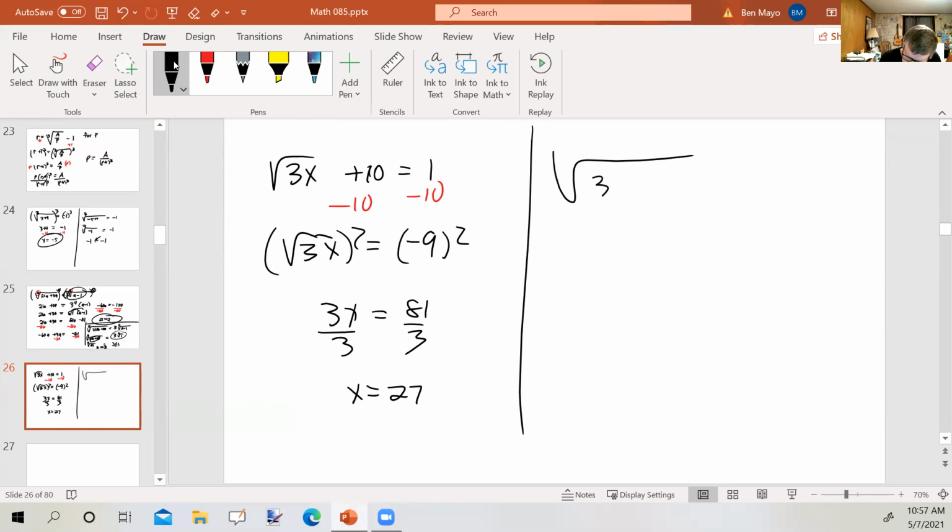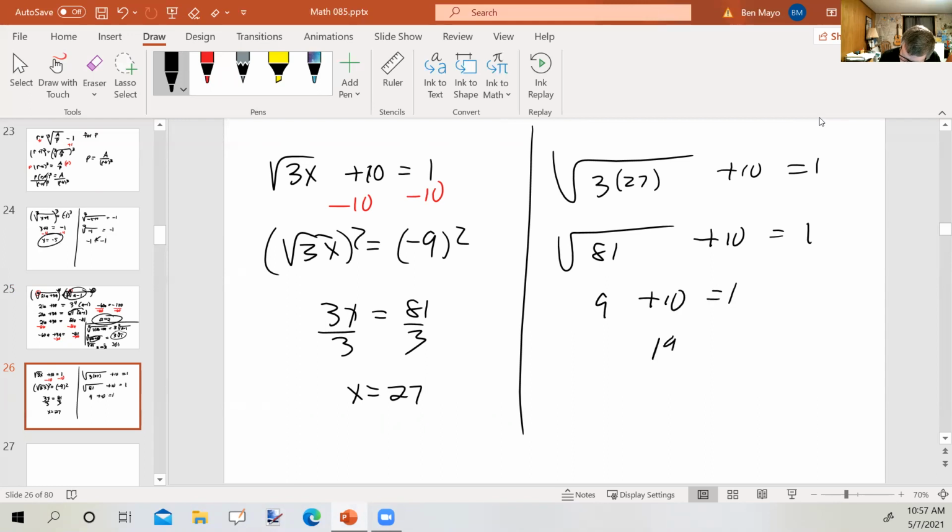Let's check our work. 3 times 27, the square root of that, plus 10 equals 1. The square root of 81 plus 10 equals 1. 9 plus 10 equals 1. 19 equals 1. No, it doesn't. So this would be no solution, and that would be an extraneous solution.